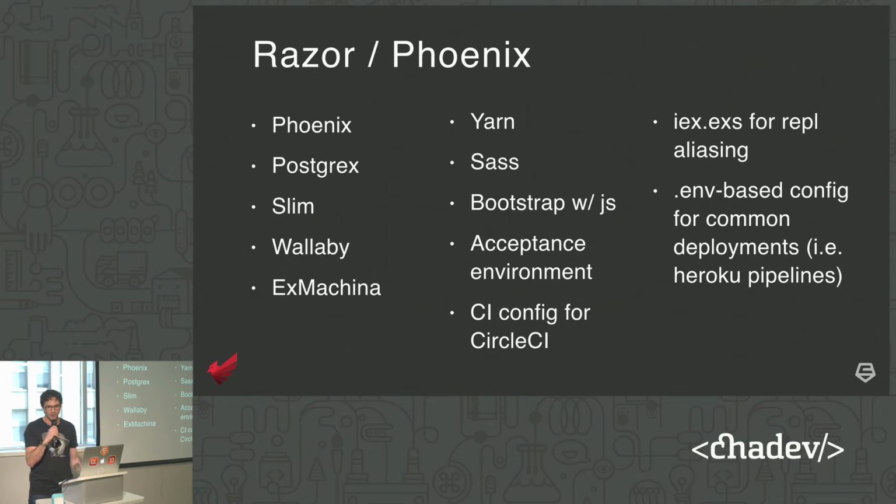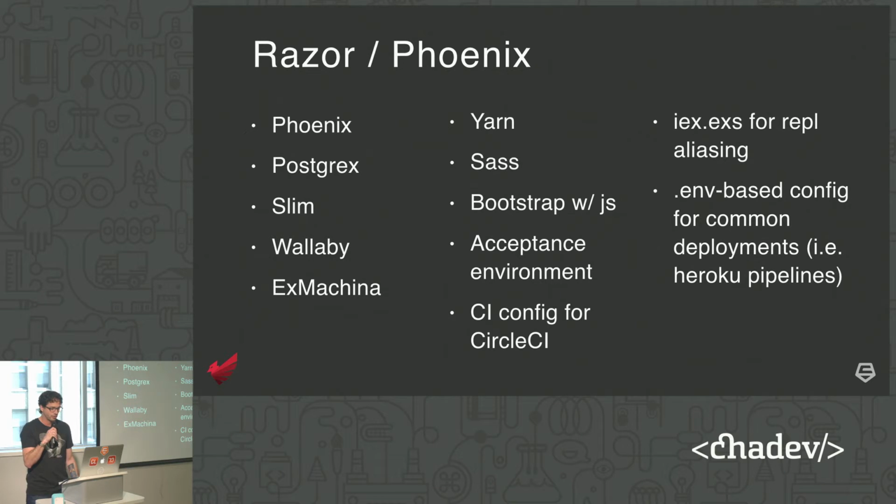Yarn, because we're all using Yarn, right? Sass, Bootstrap. There's one problem in Phoenix where the JavaScript stuff doesn't work out of the box. That might be fixed at some point, but in case it's not, you can use this and it'll just work. So you can get your modals and all that stuff for free. Also, Phoenix doesn't ship with an acceptance environment, and at Carbon 5, we do agile development, so we like to have our stuff in front of clients at every step. So this builds in an acceptance environment for you.